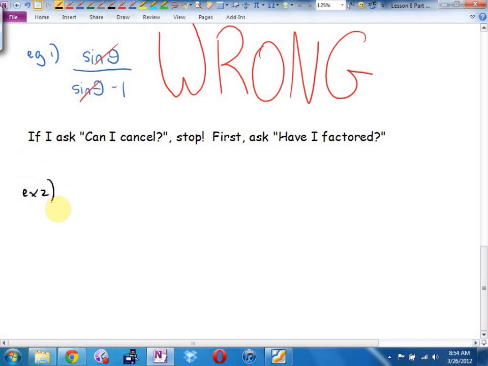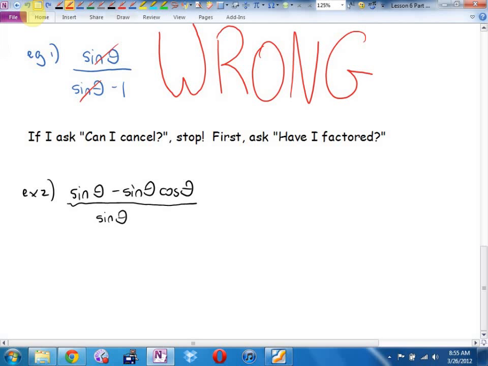Something like this, for example. Sine theta minus sine theta cos theta all over sine theta. Trevor, you will be tempted, oh so tempted to do that. Stop. Because you asked yourself, can I cancel? If I factored? That question needs to be asked.